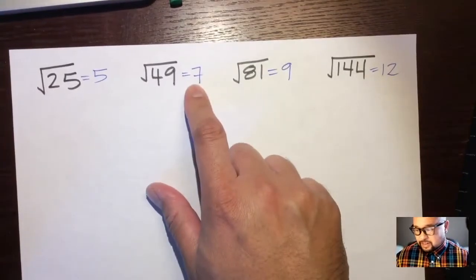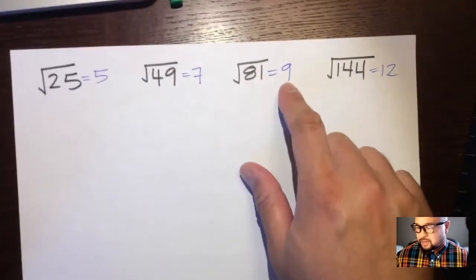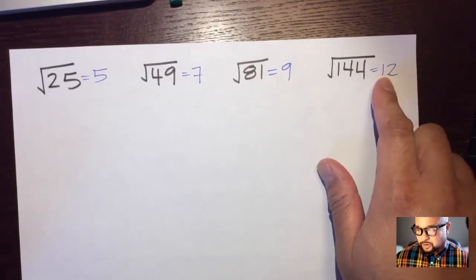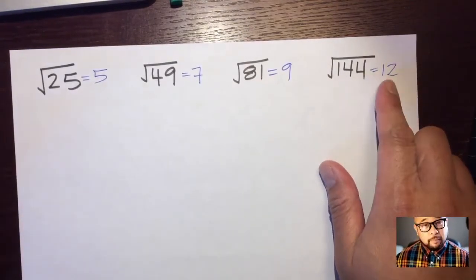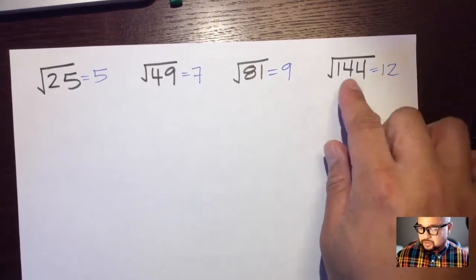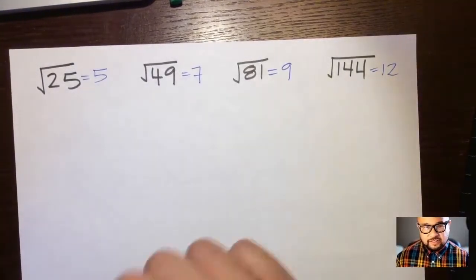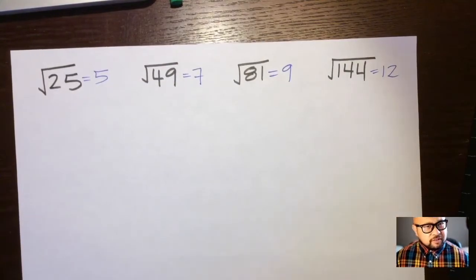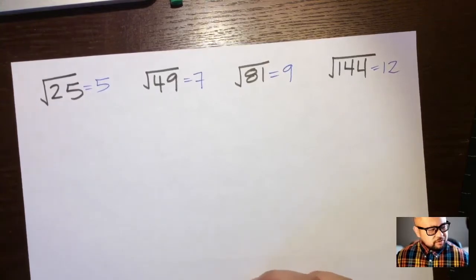7 and 7. 7 squared is 49. 9 times 9 is 81. And 12 squared is 144. A pair of 12s gives us 144. A pair of 9s gives us 81. A pair of 7s gives us 49. And a pair of 5s gives us 25. Yes. Hopefully that was easy enough for you.